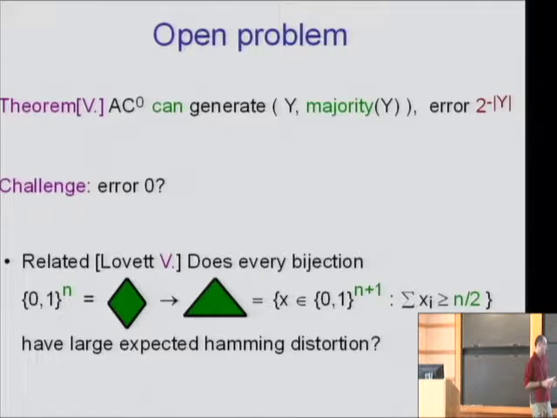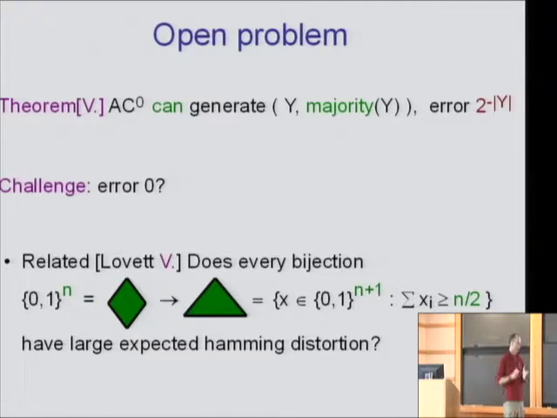Can you prove that any bijection must have large expected Hamming distortion? If you map an edge there, the edge must be stretched by a lot. It doesn't seem to be out of this world, but we weren't able to do it. And the stronger the bound that you get here, the more powerful the model you can rule out for doing that. I don't know if this is exactly equivalent to the problem there, but it seems close.